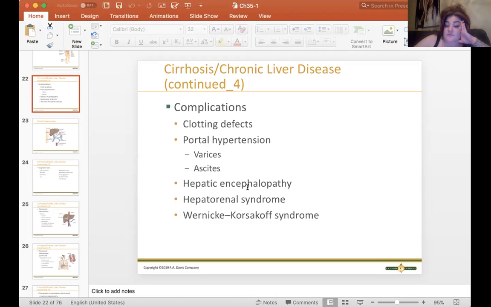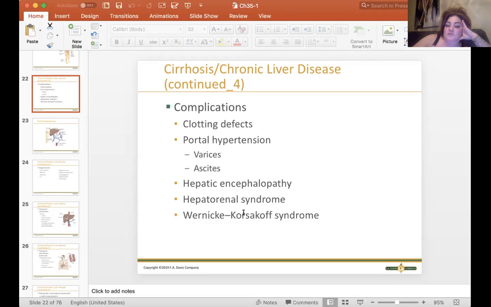Hepatic encephalopathy we talked about. The only other one I really want to concentrate on is Wernicke-Korsakoff's. I don't like this word, wet brain, but I'm going to use it because I think that's the one that's the most common that people understand. And sorry, just checking my phone. Students are texting me. Okay.